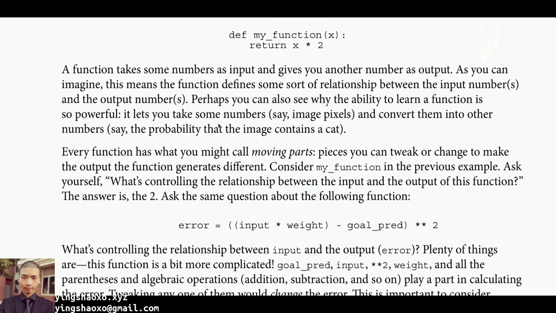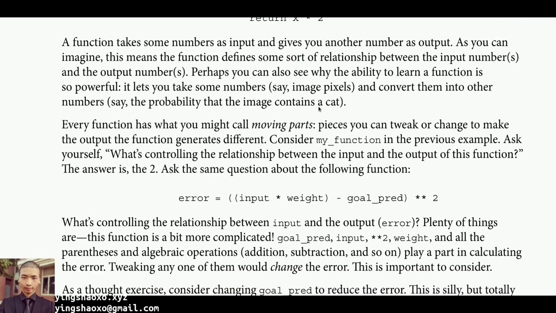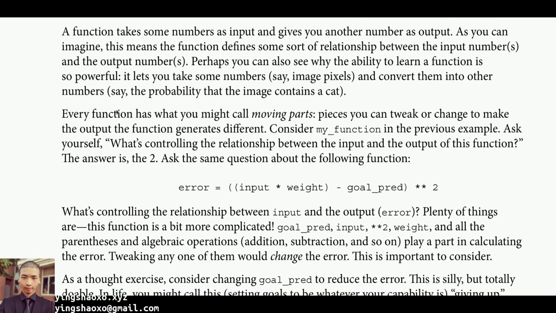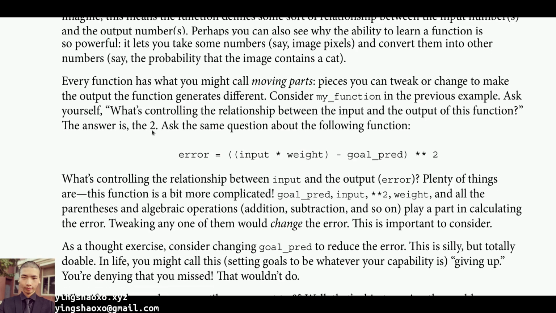It lets you take some numbers, say image pixels, and convert them into other numbers, say the probability that the image contains a cat. Every function has what you might call moving parts, pieces you can tweak or change to make the output the function generates different. Consider my function in the previous example. Ask yourself, what is controlling the relationship between the input and output of that function? The answer is the 2.